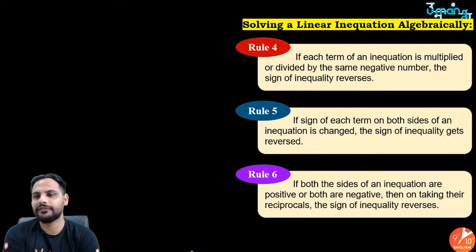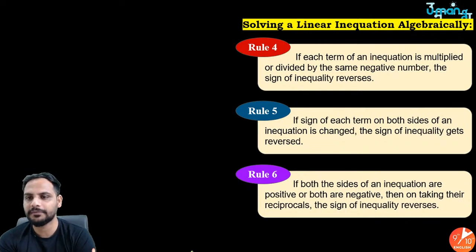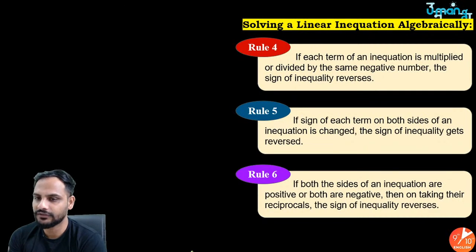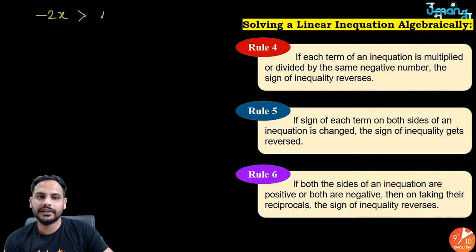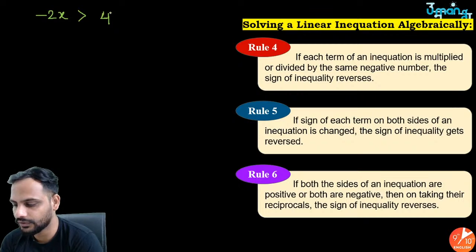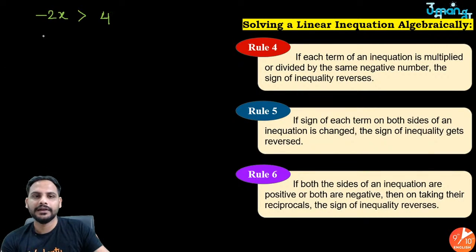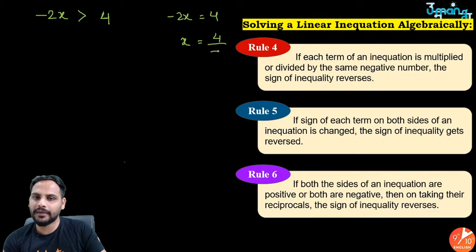If each term of an inequation is multiplied or divided by some negative number, the sign of inequality reverses. For example, I give you minus 2x is greater than 4. Remember this thing, very important. Suppose I have an equation, minus 2x is equal to 4. What you will do: x is equal to 4 upon minus 2, minus 2 will go in division, so you will get x is equal to minus 2.